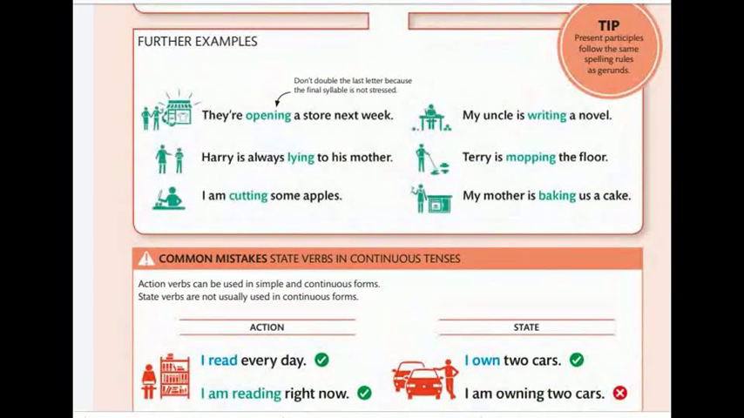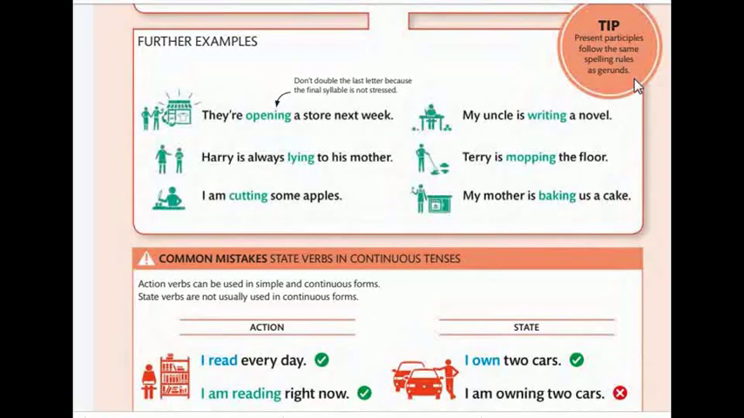And examples. They are opening a store next week. Don't double the last letter because the final syllable is not stressed. Harry is always lying to his mother. I'm counting some apples. My uncle is writing a novel. Terry is mopping the floor. The mother is baking us a cake.